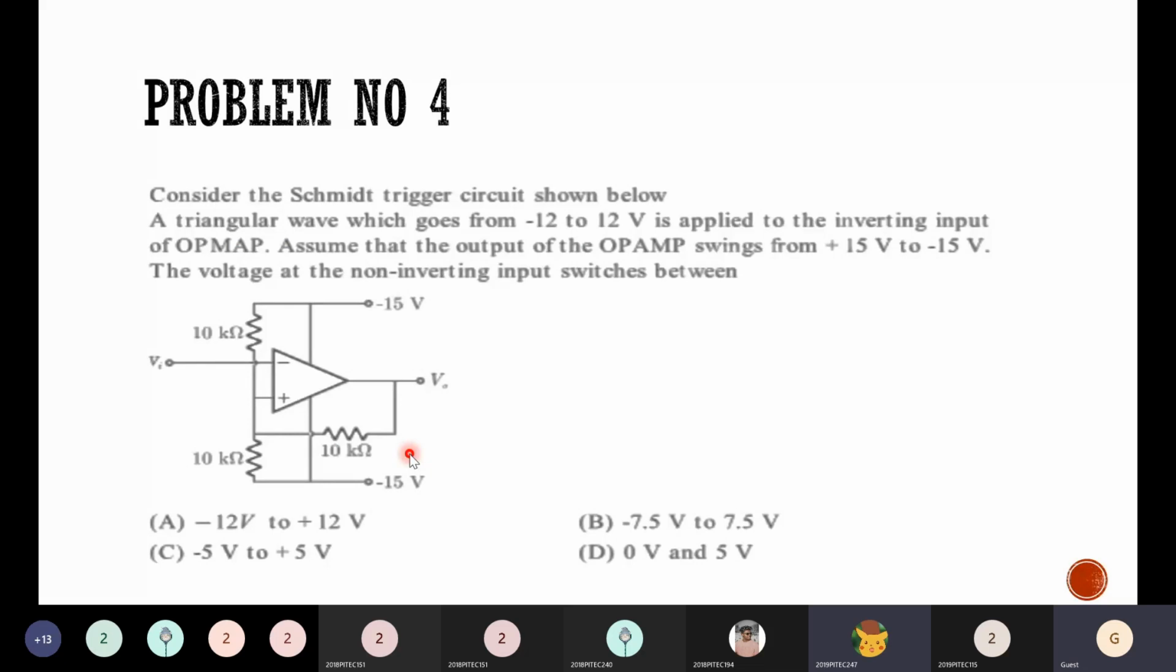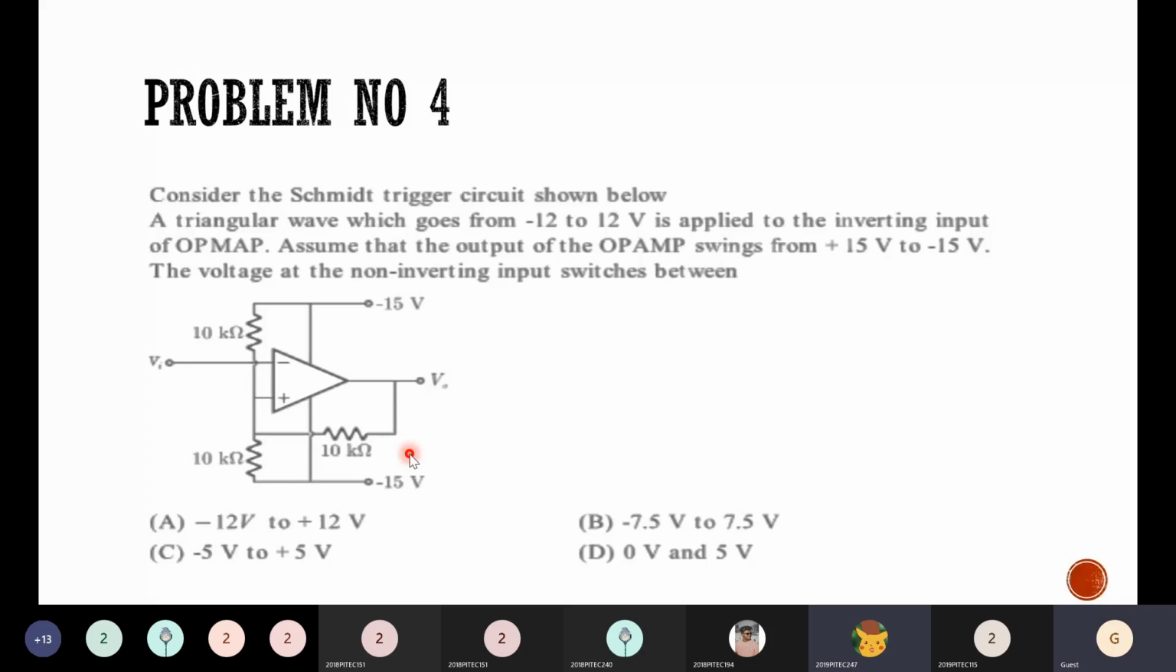So here they have given what the saturation level is. It will be plus 15 and minus 15. So the output swings between plus 15 and minus 15. Okay. And what else is given? The input is swinging between minus 12 and plus 12, and it's a triangular wave.